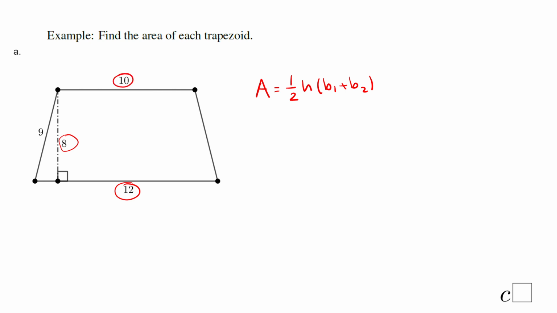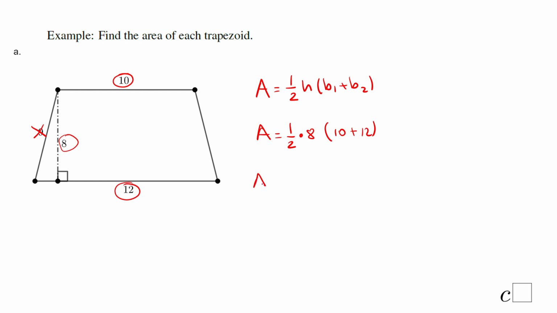So very simple problem, this one. Just plug it in, and that's it. Height, like I said, is 8, and the two bases 10 and 12. So again, we have a number here that we really don't need, this distractor. So be careful, sometimes you may have a problem like this.